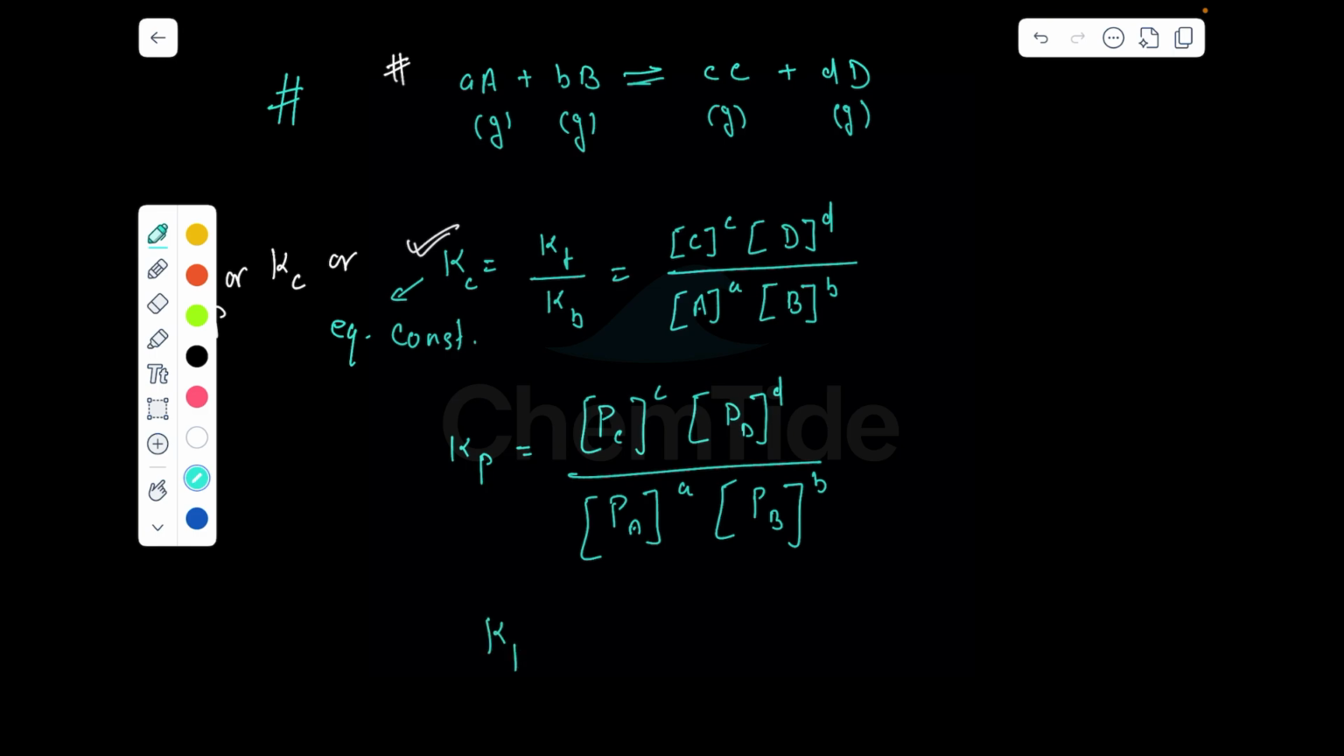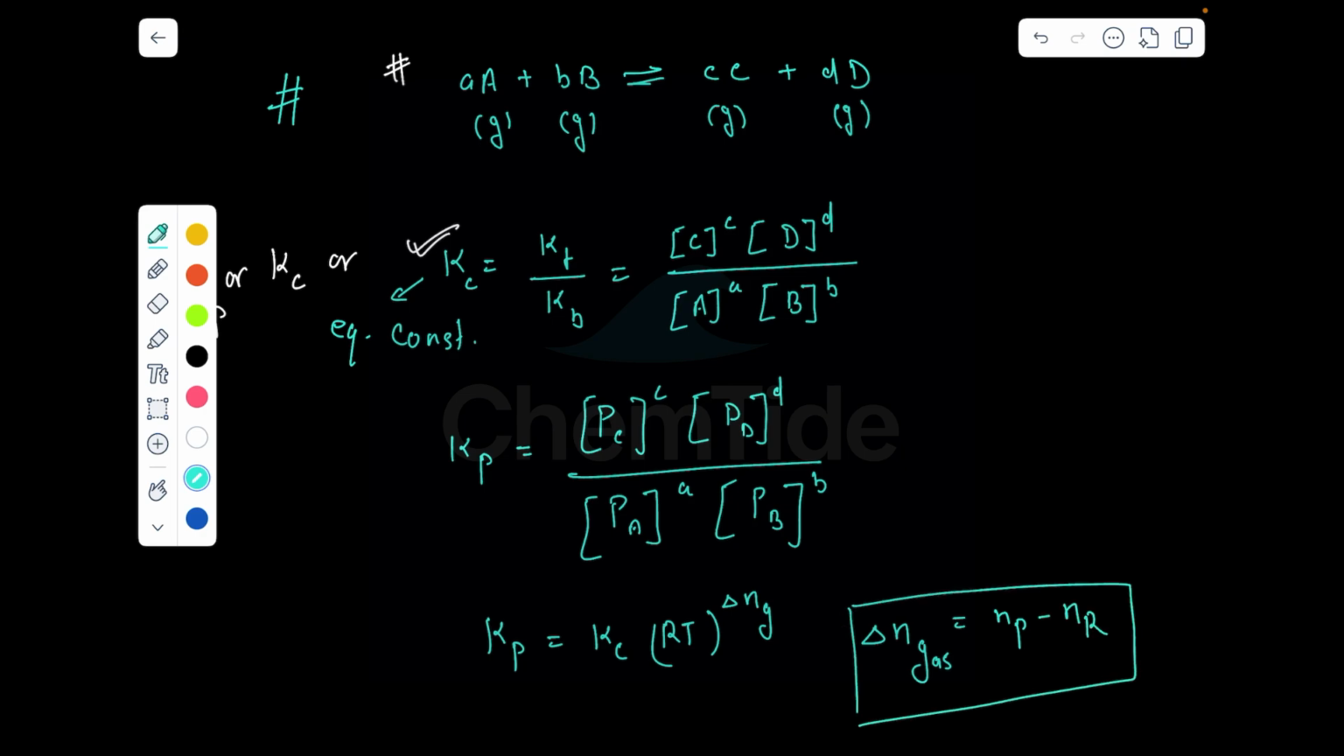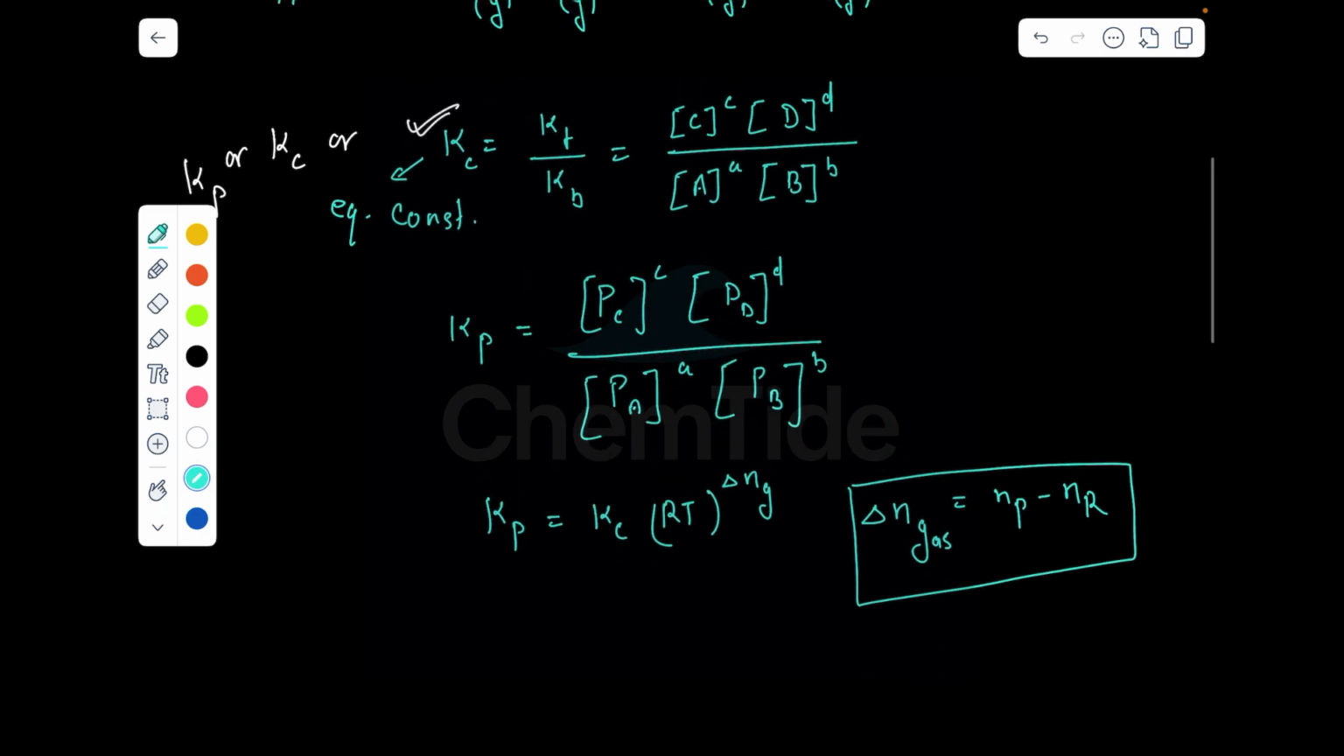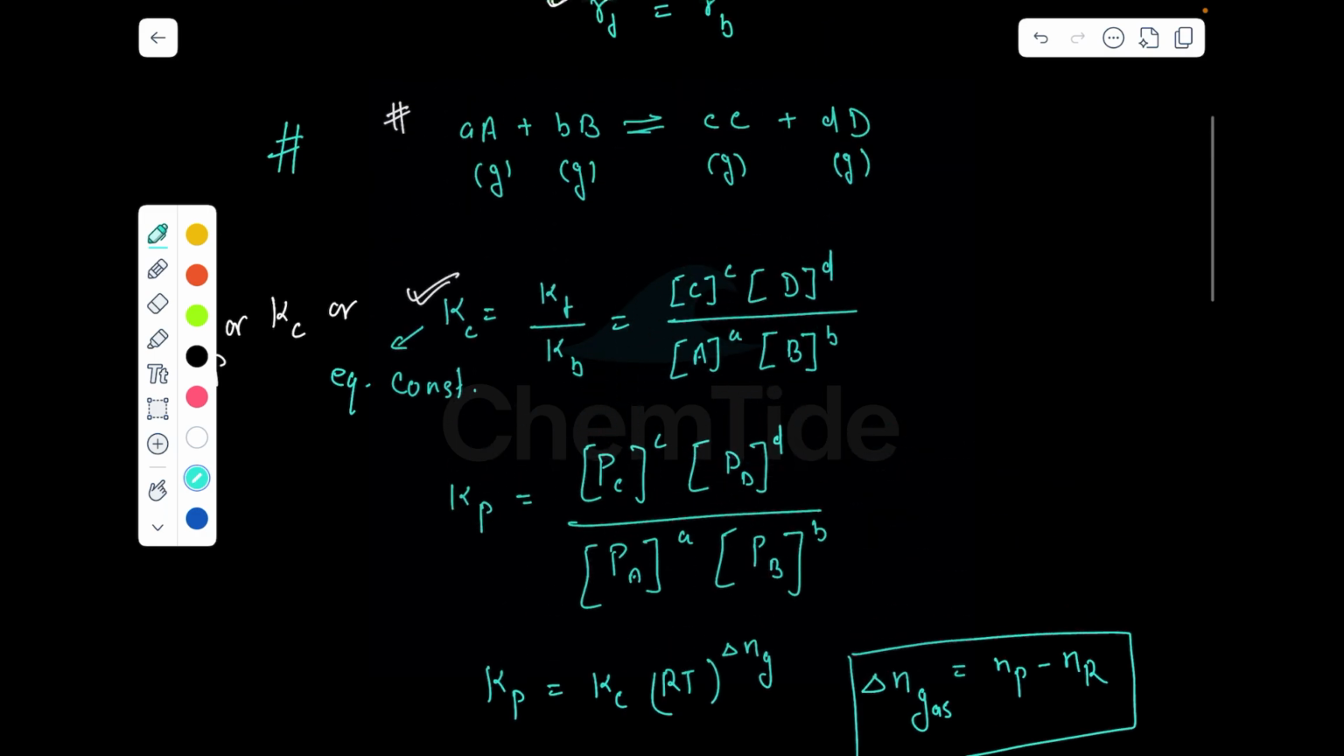Kp is equal to Kc (RT) to the power del Ng, where del Ng is the moles of product minus moles of reactant, only for gaseous substances, or else you could use the aqueous phase also. Here K is only valid for gaseous substances or else aqueous ones. That's it. For solids and liquids, it is not valid.